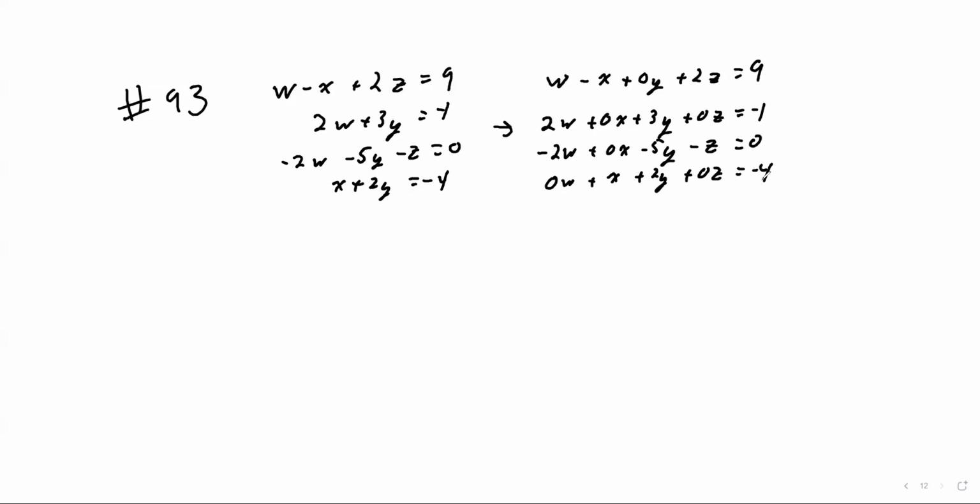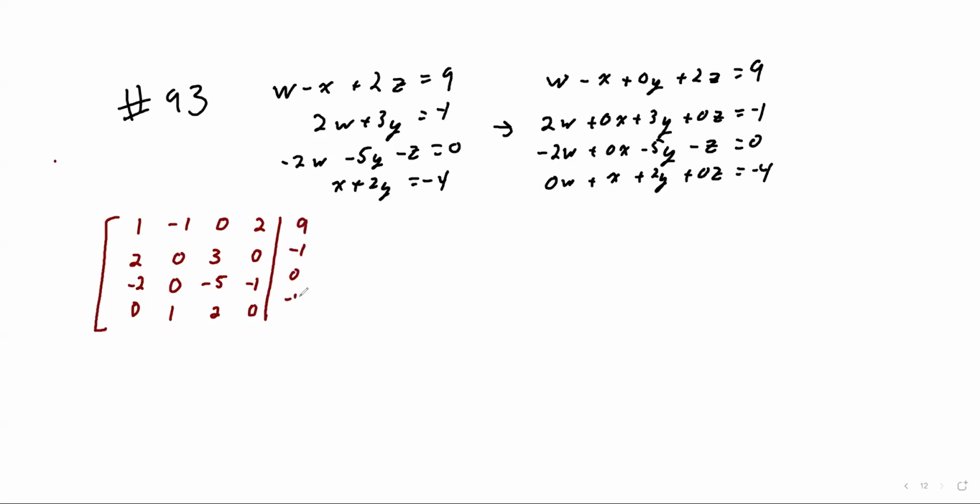Now, personally, this equation, I would definitely do elimination. I would just solve for one and substitute a lot of them in, but again, it's asking us to use Gauss-Jordan elimination. So that's what we're going to practice. There we go. We start with our augmented matrix. So that's 1, negative 1, 0, 2, 9. Then we have 2, 0, 3, 0, negative 1, and so on for the remaining rows.